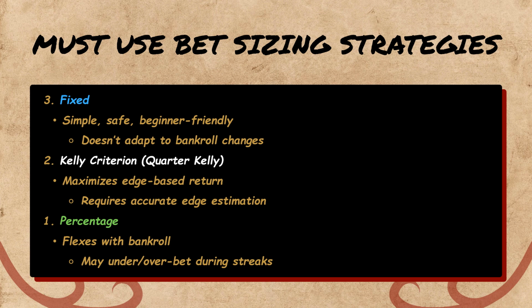Now, what are the advantages here to the Kelly criterion? Well, it maximizes profit when your edge is real. It's also built for long-term profitability. It mathematically grows your bankroll the fastest over time, better than any other strategy. Finally, it adjusts dynamically to both edge and bankroll size.